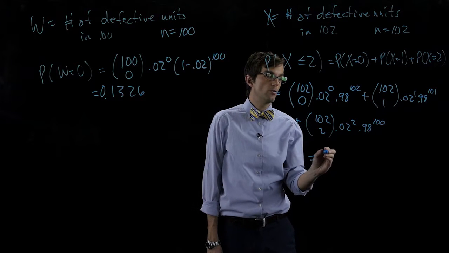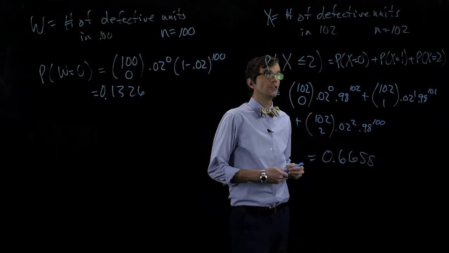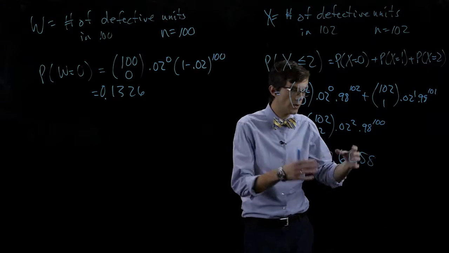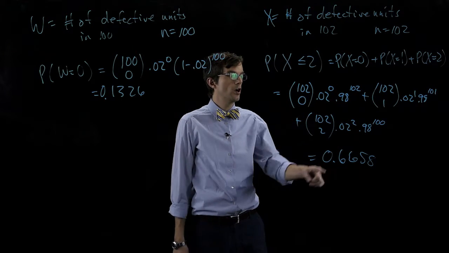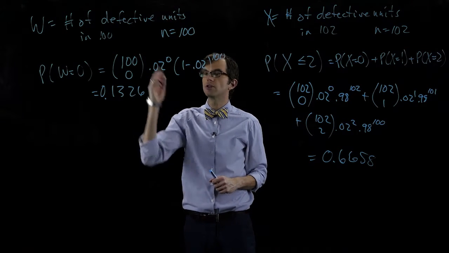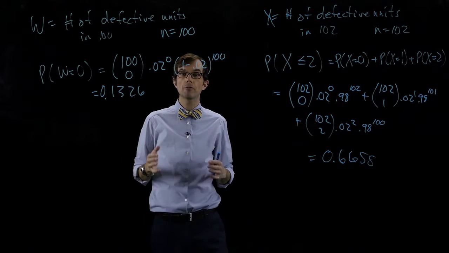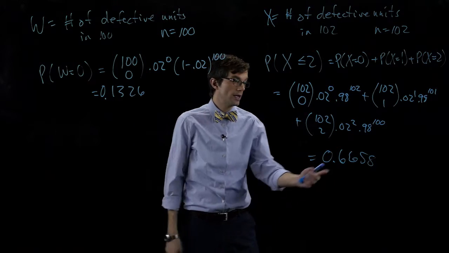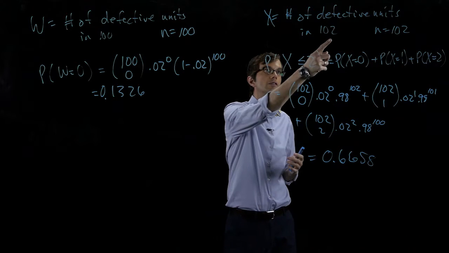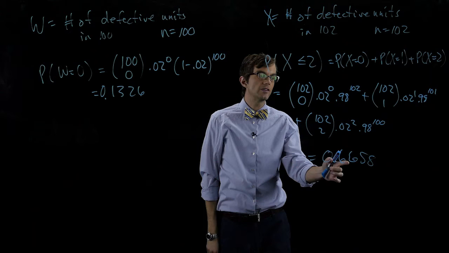And if we do that, we get that the probability is 0.6658. Okay? So if we have 102 units on hand, what's the probability that we can fulfill all 100 orders without reordering? 0.6658. Notice how that's bigger than if we just had 100 units on hand. If we have 100 units on hand, what's the probability that we can fulfill all orders without reordering? 0.13. Here, if we have just 2 more units on hand, if we expand our inventory just by 2 units, the probability that we can fulfill all of our orders without reordering jumps to 0.6658.